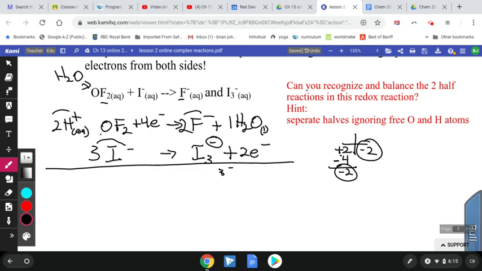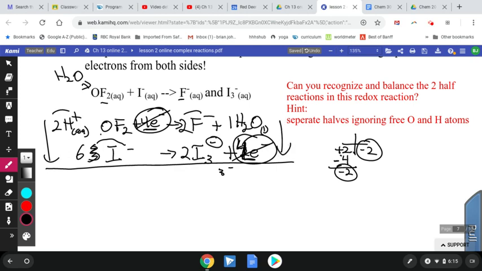Last step. Before we can add these two reactions together, electrons gained must equal electrons lost. We are gaining 4 and only losing 2. So we've got to multiply the entire bottom equation by 2 so that we can get 4 electrons. 3 times 2 is 6. 2 times 1 is 2. 2 times 2 is 4. Okay, 4 gained, 4 lost. We can cancel them out, and then we just add everything else together.